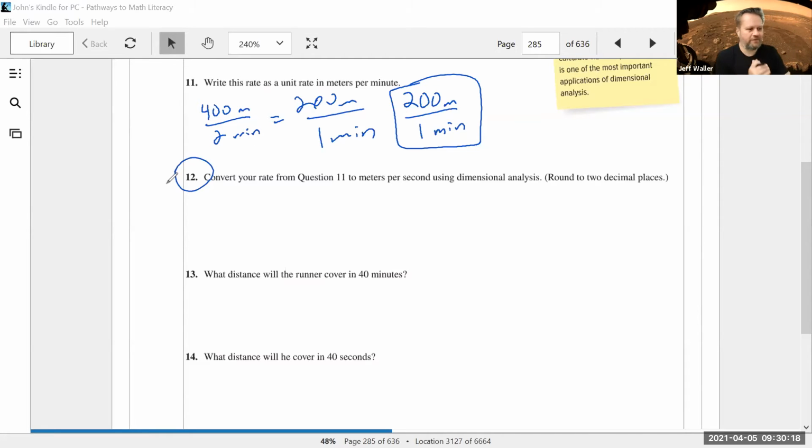So do number 12. Oh, look how excited I am about this silly problem. Do number 12. Notice they tell you how much to round. It's always exciting to see that. That means you can use your calculator.